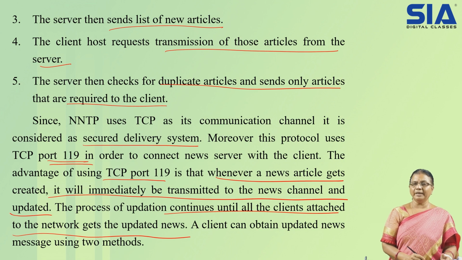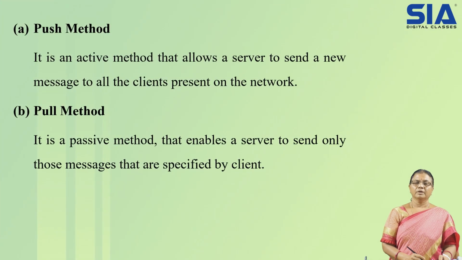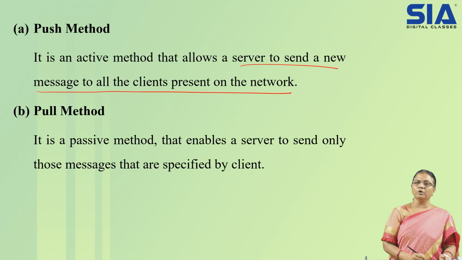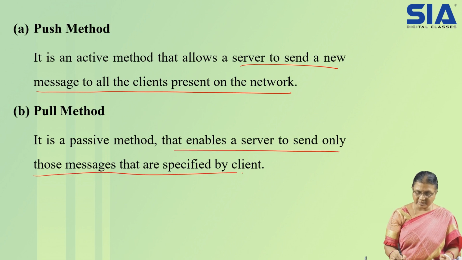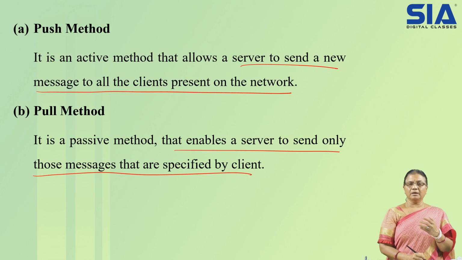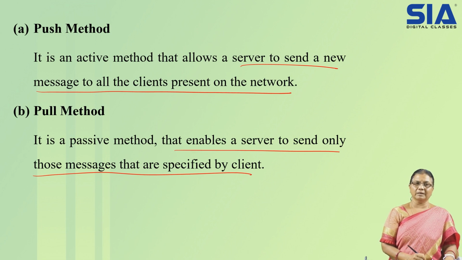A client can obtain updated news messages using two methods: the push method and the pull method. Push is an active method that allows the server to send a new message to all the clients present on the network. Pull is a passive method that enables the server to send only those messages that are specified by the client. So the pull method selects as per the client's preference, but the push method allows a server to send a news message to all the clients present on the network.